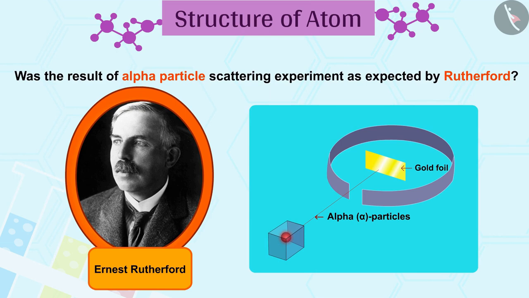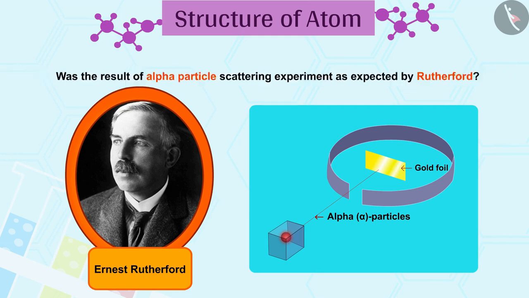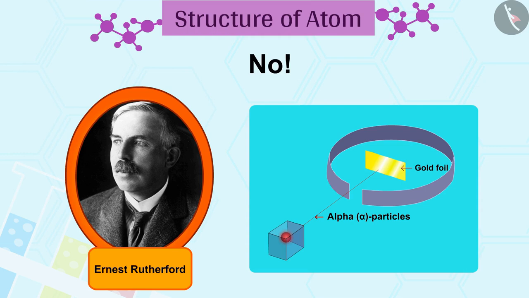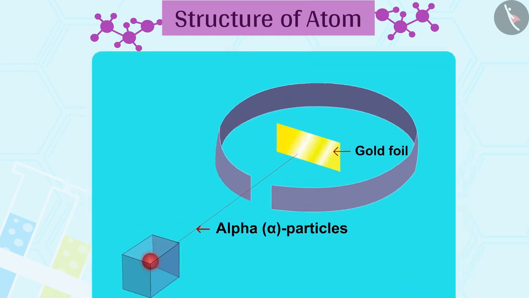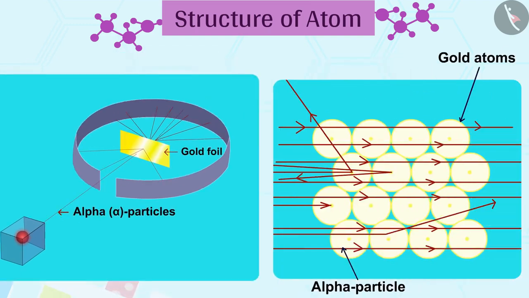Was the result of the alpha particle scattering experiment as expected by Rutherford? No. Rather, the alpha particle scattering experiment gave totally unexpected results. One, most of the fast-moving alpha particles passed straight through the gold foil. Two, some of the alpha particles were deflected by the foil by small angles. Three, surprisingly, one out of every 12,000 particles appeared to rebound.